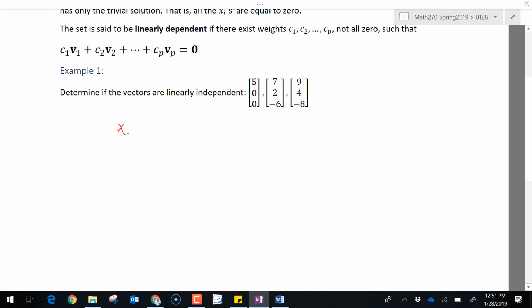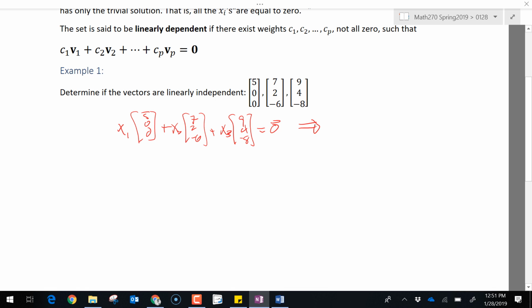So we've got x sub 1 times (5, 0, 0), plus x sub 2 times (7, 2, -6), plus x sub 3 times (9, 4, -8), equal to the zero vector. I'll put a vector arrow on top saying this is a three-dimensional vector, because all the other vectors are in 3D. And so we're looking at the zero vector.